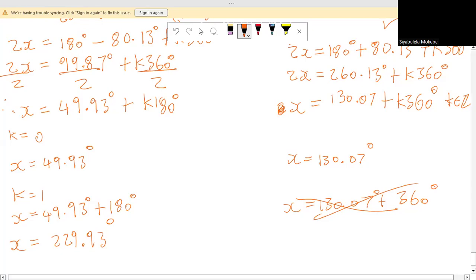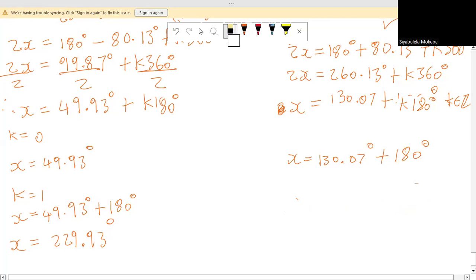This was supposed to be 180, not 360. What's wrong with me today? This is supposed to be 180, so that here we have 180 degrees. Yeah, now it makes sense. So now let's check 130.07 plus 180 degrees. Aha, we get 310.07 degrees.